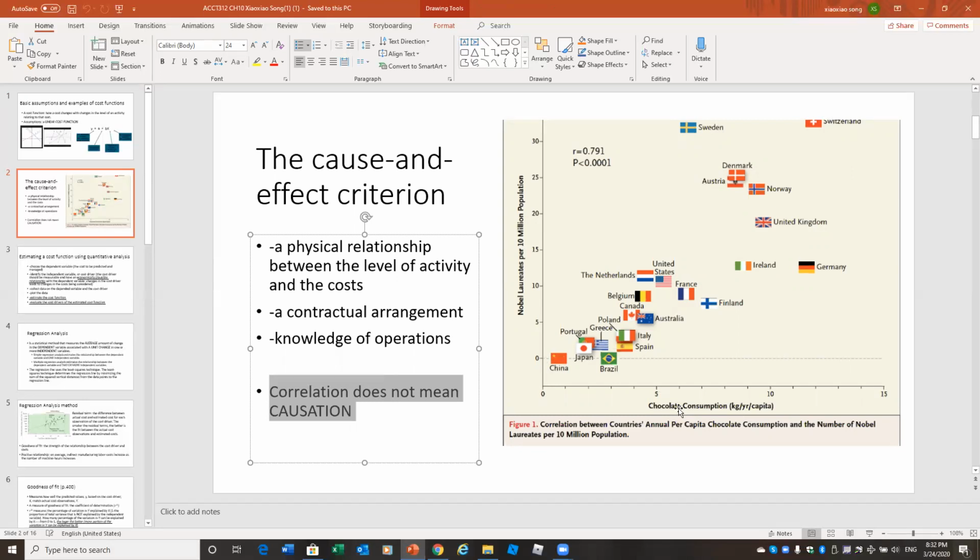But does that mean eating chocolate causes the higher chance to get the Nobel Prize? Doesn't mean that, right? It doesn't mean you eat more chocolate, you will be smart, you will get Nobel Prize. I eat chocolate every day and I'm still not smart. So correlation doesn't mean causation. Just to let you know.